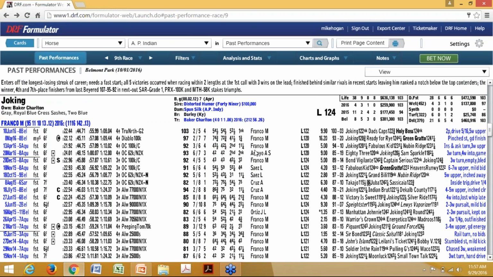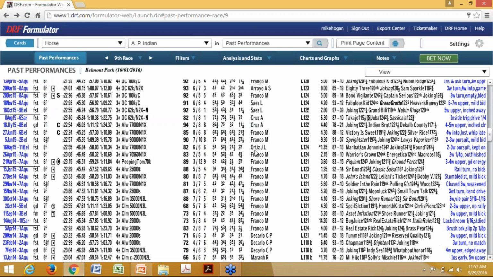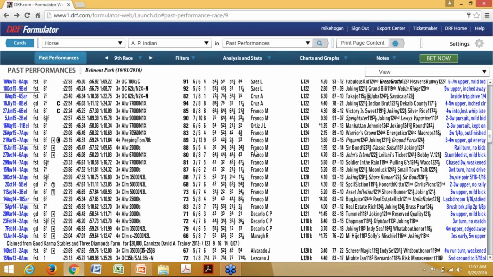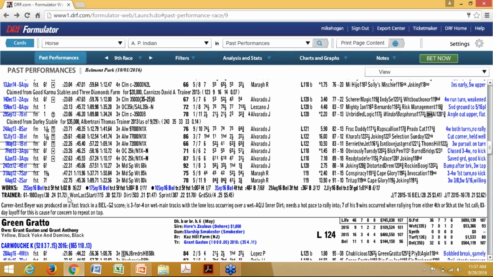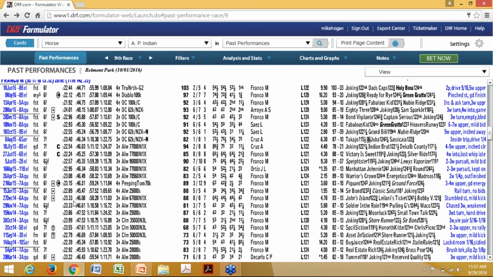Now he's coming off the layoff. So we want to know, if you scoot down a little bit, you'll see at the bottom his 61 to 180-day record, the trainer's layoff record. And he hits at 24% with a 172 ROI, which is pretty good. So then I would scroll back up and click on the trainer name.